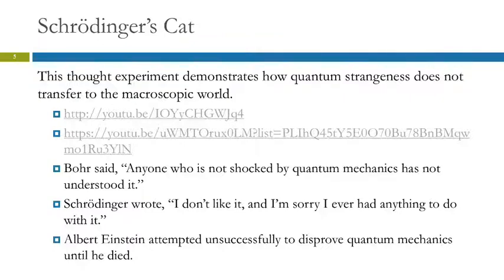Albert Einstein, you've heard of him. He was also involved in this, and he attempted unsuccessfully to disprove quantum mechanics for the rest of his life. He didn't like it either. He said, "God doesn't play dice with the universe." So he's like, I don't like this, I'm going to try to prove that this is not the case. Couldn't do it. So we're kind of stuck with it.